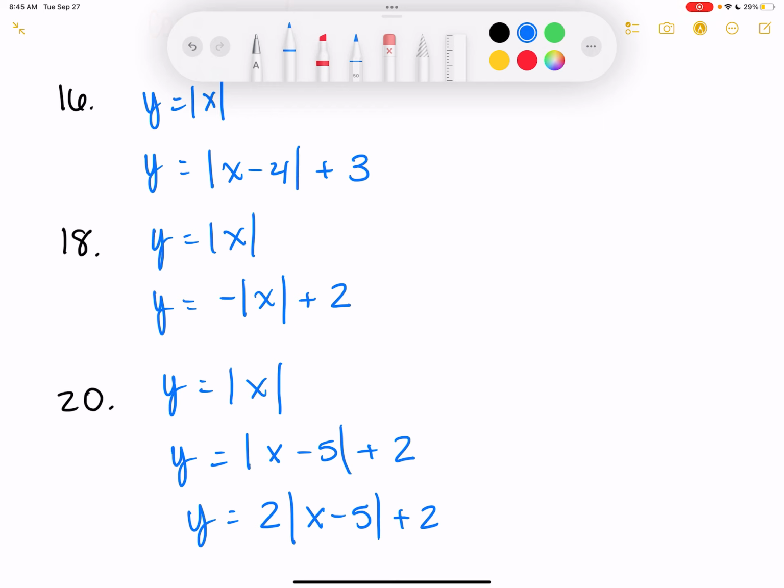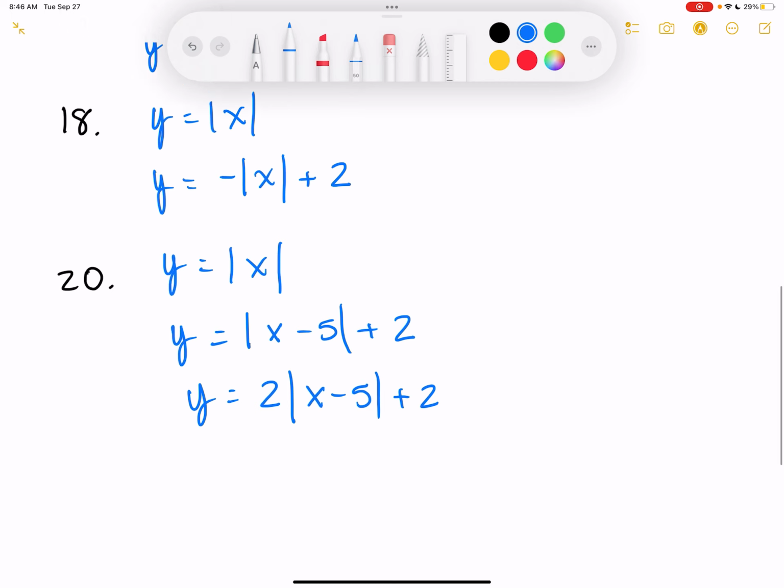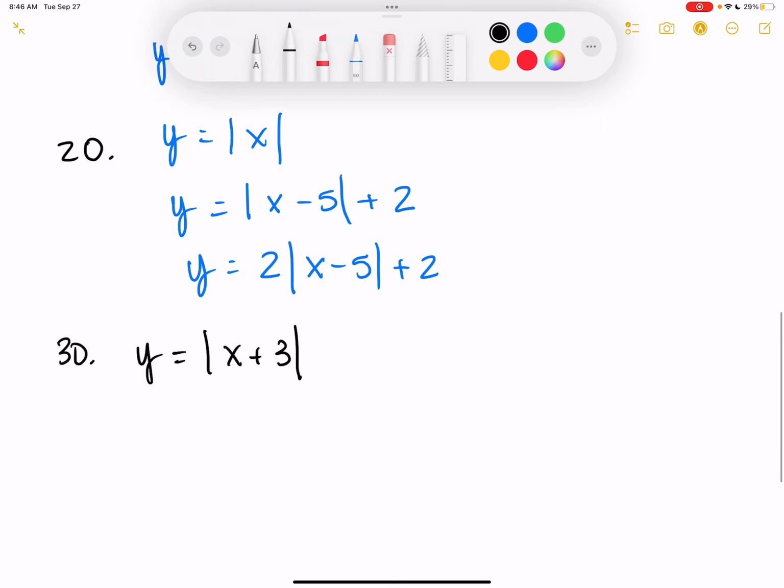Number 30 is basically what we just did, but you just have to describe and correct the error. If you also have your books open, look at 30 and we'll just talk about it. They gave you y equals the absolute value of x plus 3. But what did they do with their graph? They moved it up 3. So if it was really y equals the absolute value of x plus 3, what should have happened instead?